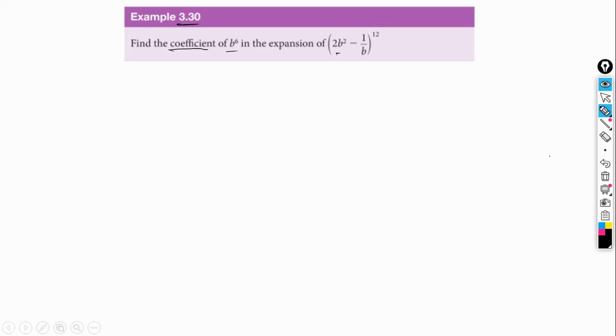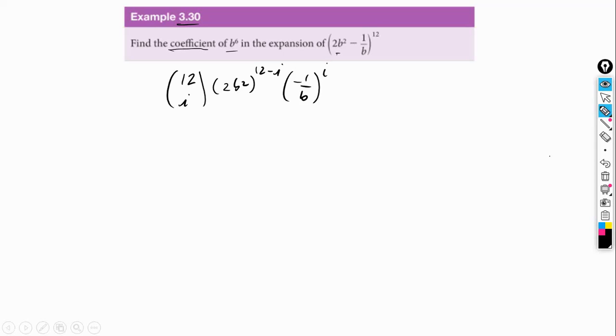So let's remember that the general term in this case is going to be 12 choose i, and then we have 2b squared to the power of 12 minus i, and this times negative 1 over b, and here we have this to the power of i. And then the question is, what's the coefficient when b is to the power of 6? So we have to consider the case for b, and b needs to be to the power of 6.